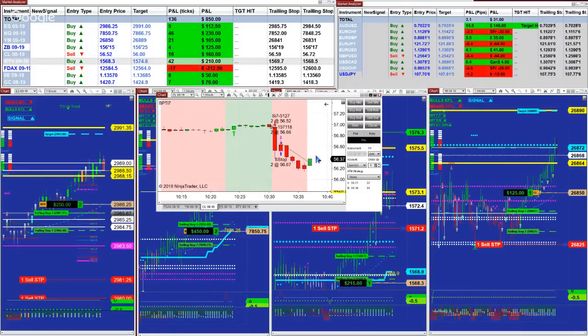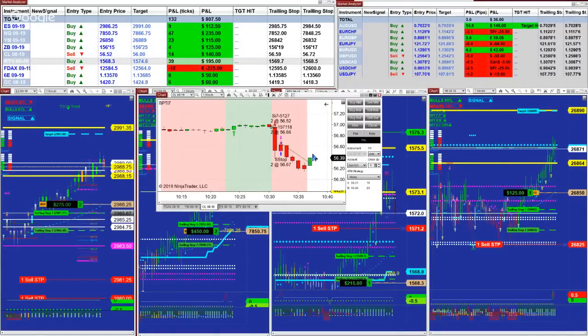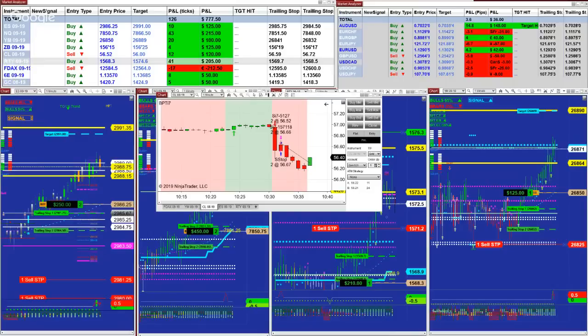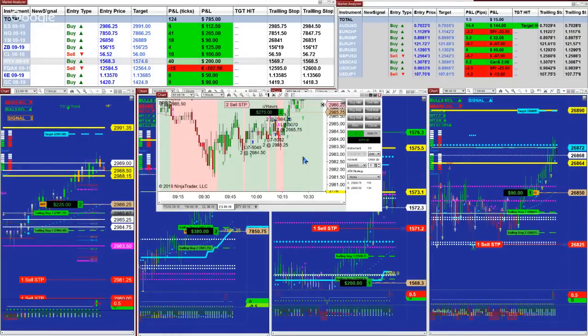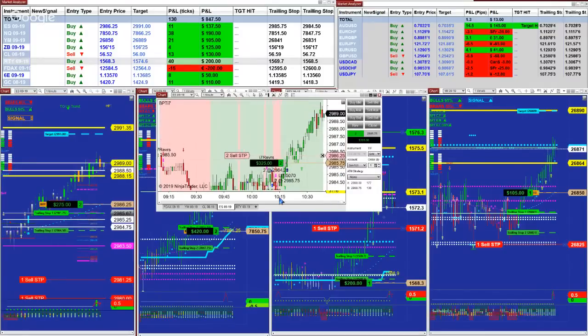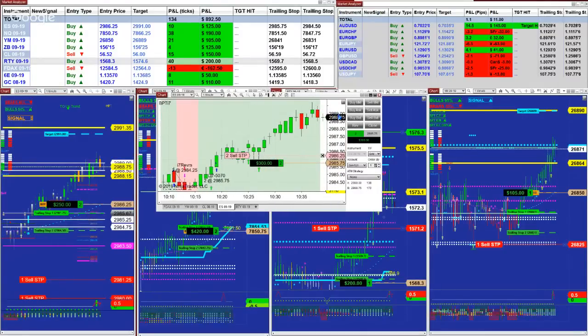So this one here closed. That's very good. So this I will be working on those. Let's see if we have an ES trade. Yes, we have an ES trade. And okay, this is a nice entry on that ES.